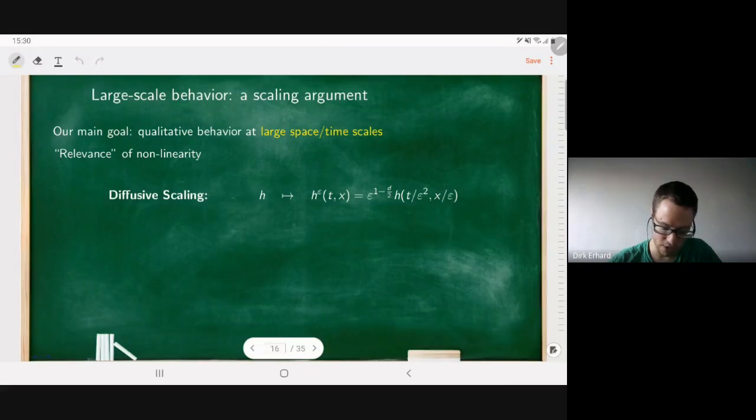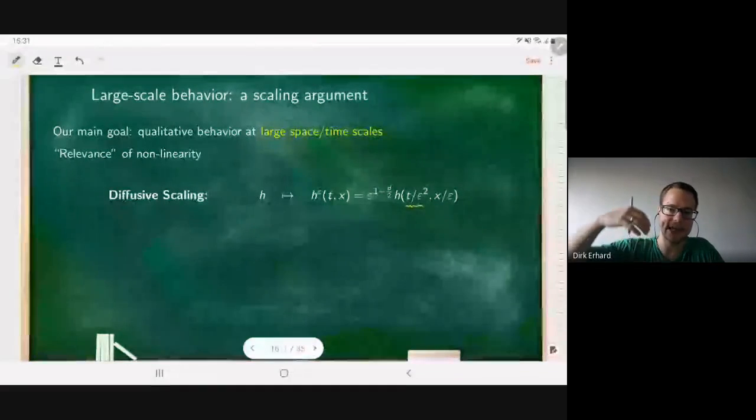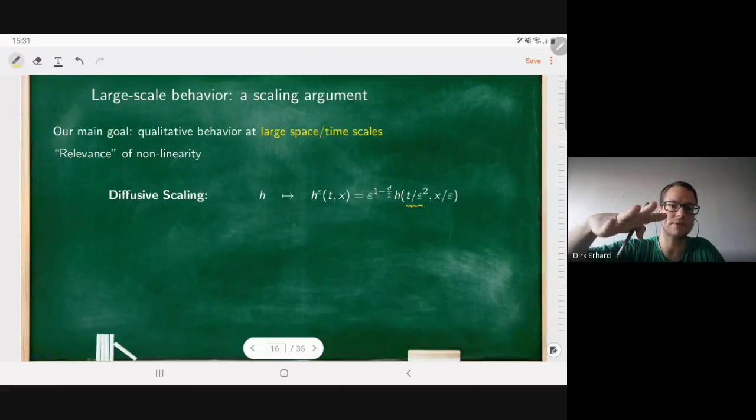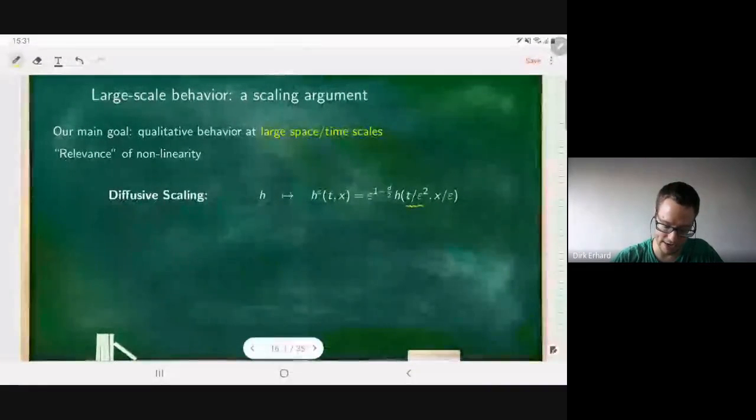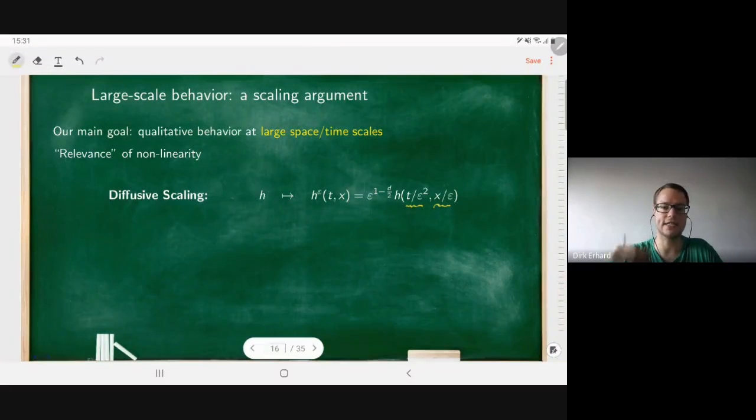So just one remark. I was saying I want to look at large space-time scales, and that's really what happens here, right? If I send epsilon to 0, t divided by epsilon squared goes to infinity, so I really look at large time scales. And same thing here, if I send epsilon to 0, x divided by epsilon also goes to infinity. Really looking at large space-time points. Yeah? Okay, so that's also diffusive scaling.